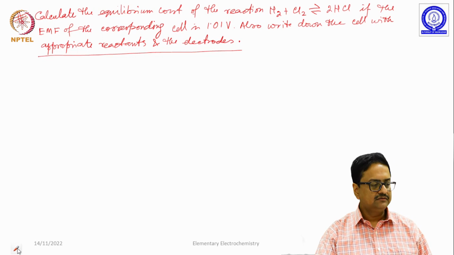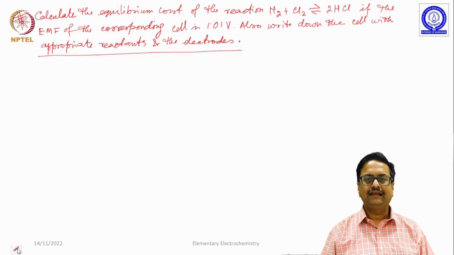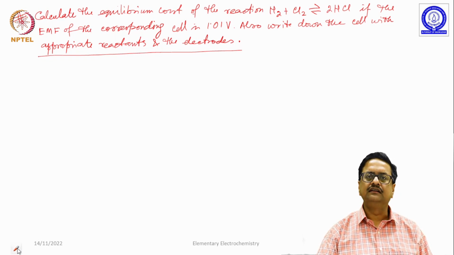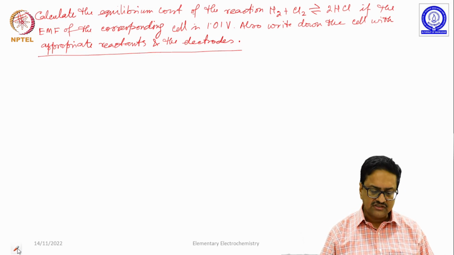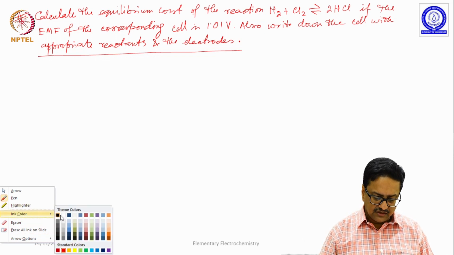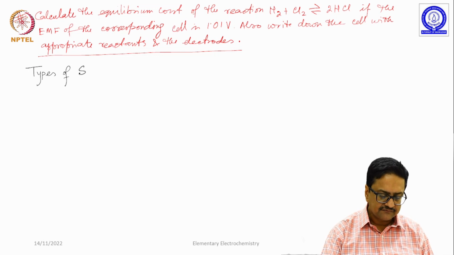So now I would like to start discussing different types of electrodes. Because as you have already seen, there are types of electrodes where one gas is involved, like hydrogen gas, somewhere you have a metal and metal ion electrode, and so on. So based on the type and nature of constituents, nature of chemicals used to form an electrode, there are several different types of electrodes. And these are called types of single electrodes.